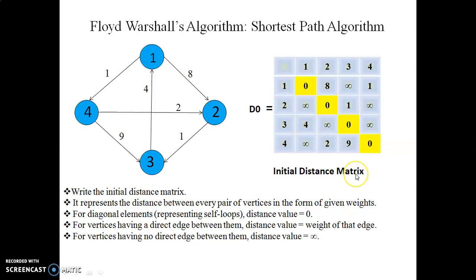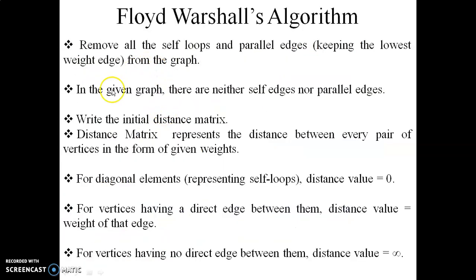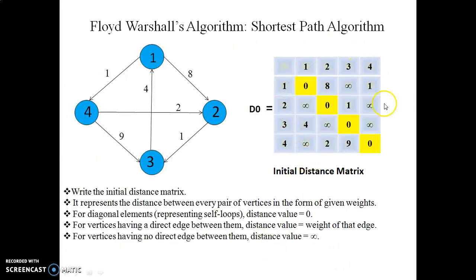This initial distance matrix is obtained by considering the different weights given on these edges, and also these points we have discussed earlier. That means for all the diagonals, the element will be 0. For vertices having a direct edge between them, the distance value will be equal to the weight of that particular edge. And for vertices having no direct edge between them, the distance value will be equal to infinity. Considering these 3 points, we need to obtain the index values for this initial distance matrix.